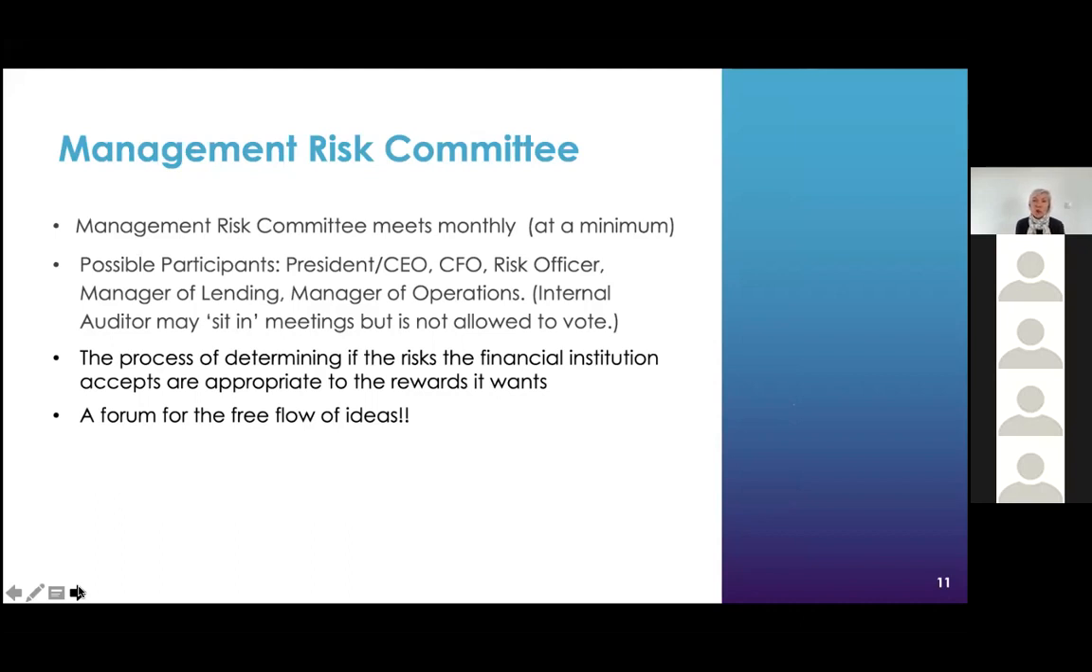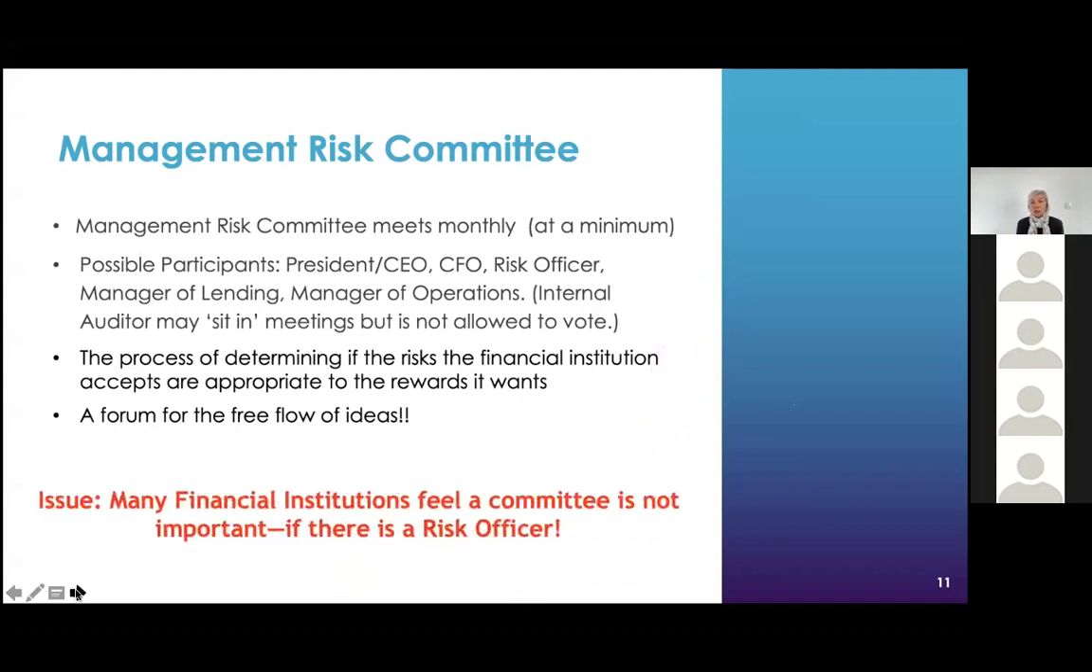So they shouldn't be voting on any specific issue in this committee, but they are more than welcome, because of transparency, to sit in and listen. It's good for an internal auditor to know where the risks are in the institution, because then they can target their audits to that specific risk area and help management understand what's happening. So this risk committee, and I'm going to talk to you about the agenda in a minute, determines whether the risks accepted in the financial institution are appropriate to the rewards it wants. So risk versus reward, and this type of meeting is a free flow of ideas.